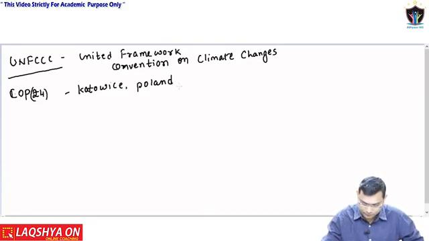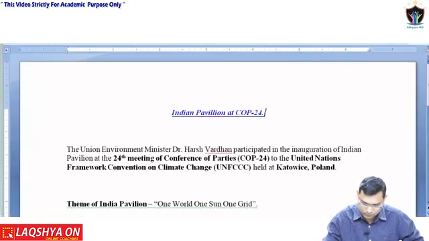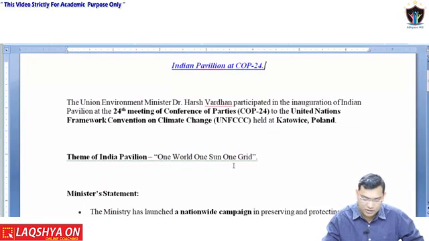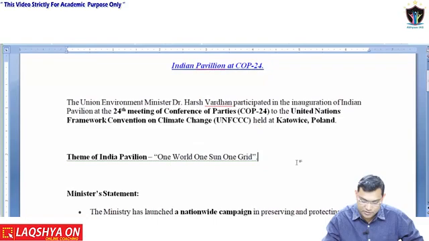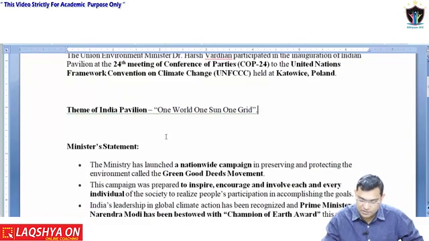Katowice. The theme is One World, One Sun, One Grid. Very, very important. What is the theme for COP24? One World, One Sun, One Grid. The minister launched a nationwide campaign for preserving and protecting the environment called the Green Good Deeds Movement.